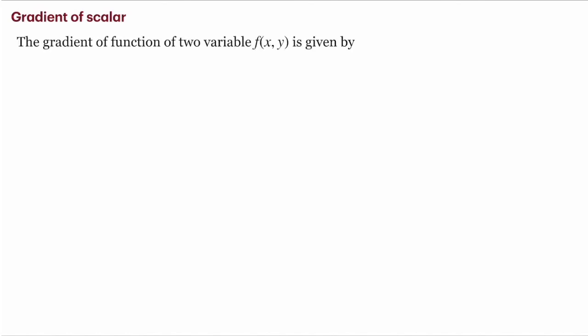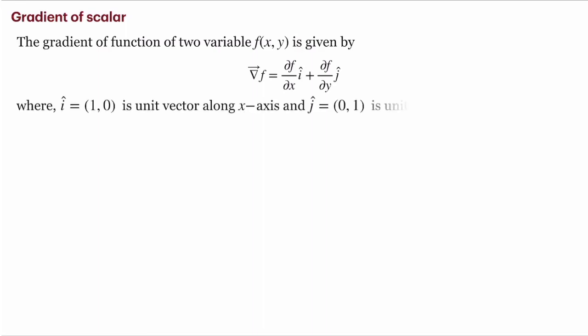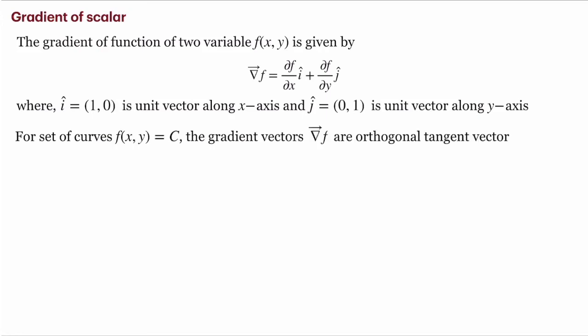The gradient of a function of two variables f of xy is given as gradient of f is equal to df by dx into i cap plus df by dy into j cap. i cap is the unit vector along the x-axis, that is 1, 0, and j cap is the unit vector along the y-axis, that is 0, 1. So the gradient is a vector field generated by differentiating a function of 2 variables or n variables. We are confining to 2 variables because we are connecting it to the complex functions.